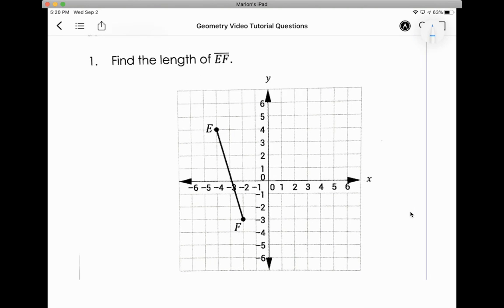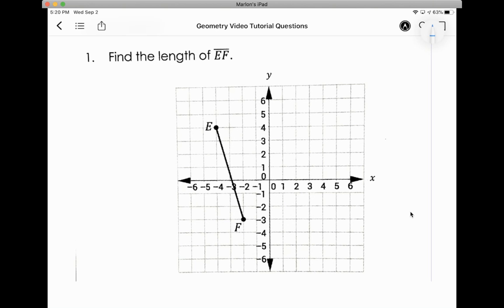So you have point E and point F. So let's define point E, or what are the coordinates of point E. So this point is this point, right? So that's -4. This point is +4. So E has coordinates of -4 and 4. When you mean coordinates, they have an x and y value.